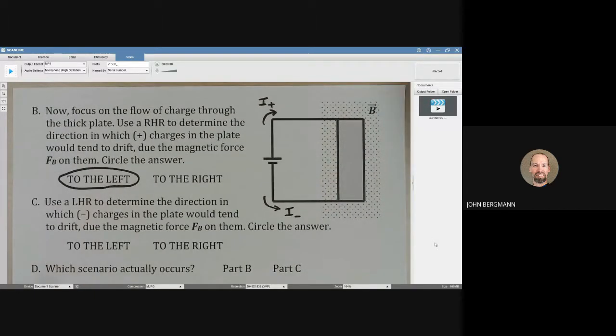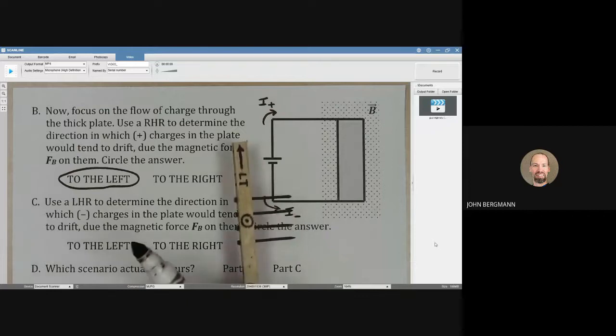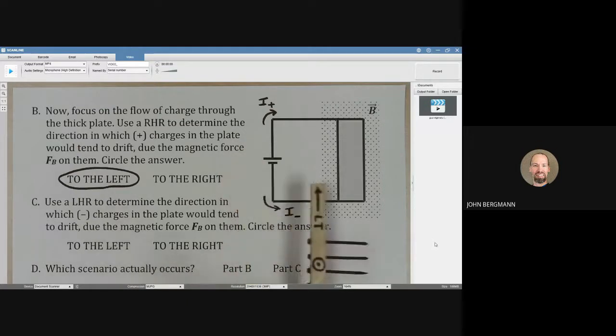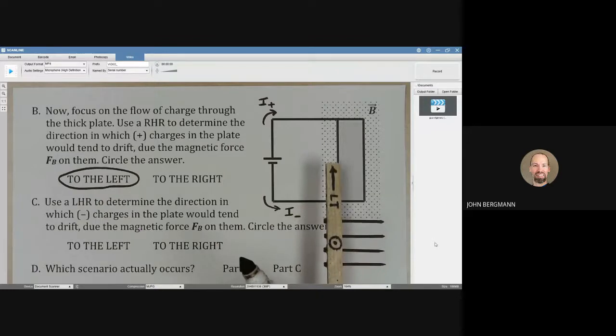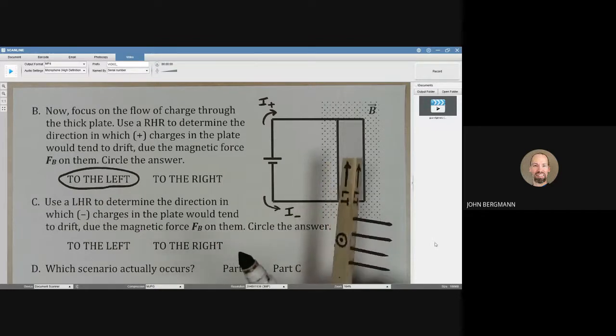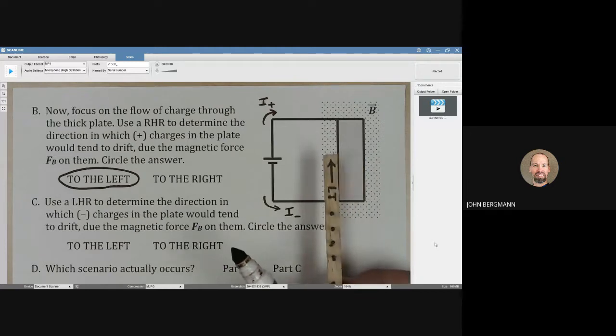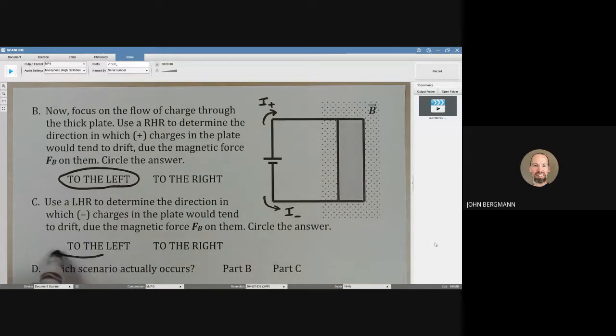Use a left-hand rule to determine the direction in which negative charges in the plate would tend to drift due to the magnetic force on them. Here come our conduction electrons, and to figure out what direction the magnetic force acts on those, we need a left-hand rule. So we have to use our left thumb. Through the plate, they're going to be going towards the top of the page. The magnetic field is directed towards us. So in what direction is the force? Right at the bottom of the screen, you see that little arrow right there. To the left. Uh-oh, everything scoots to the left, according to what we've just circled.